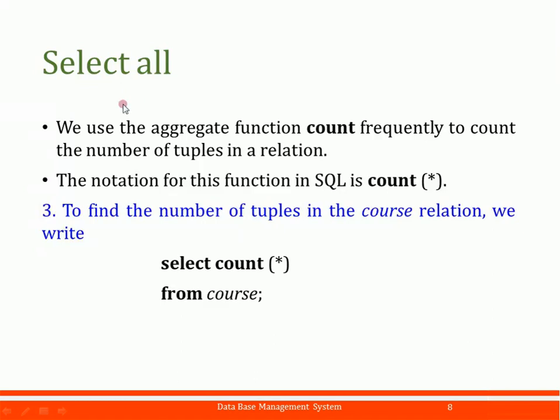If you want to find the number of tuples in the course relation, you can write select count of star. Star indicates all the tuples from course. So counting the number of tuples after selection, that will be the output. The number of tuples in the course relation will be printed.